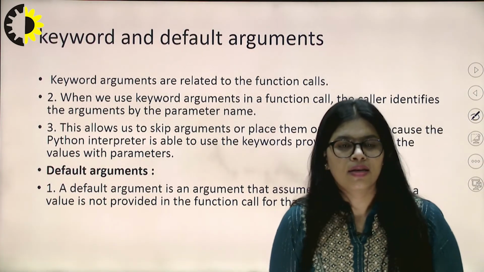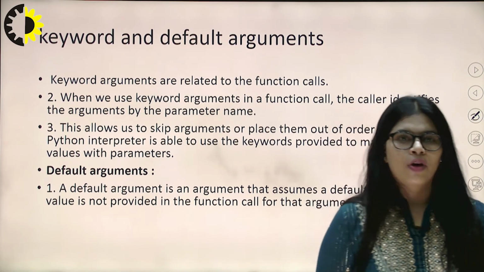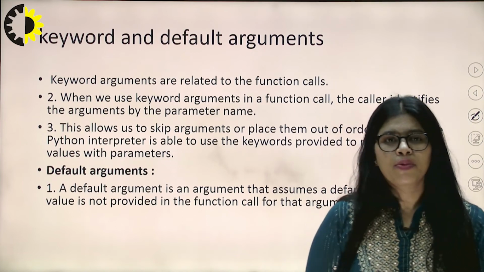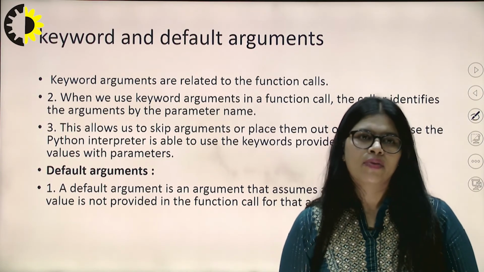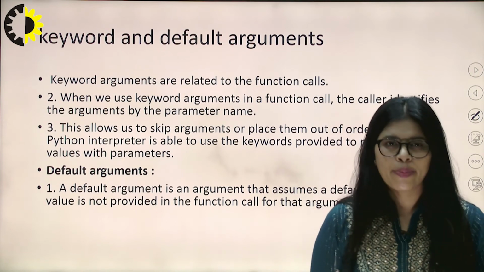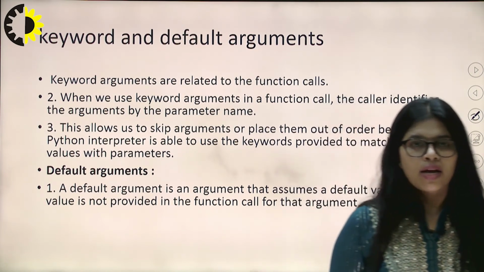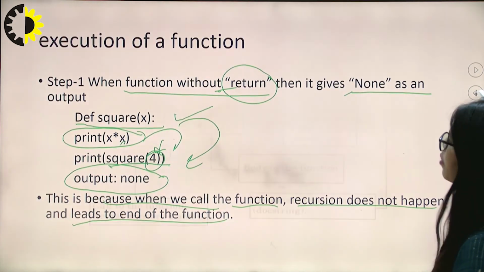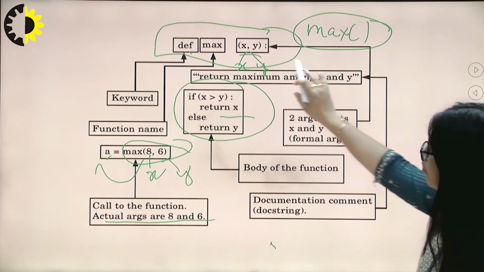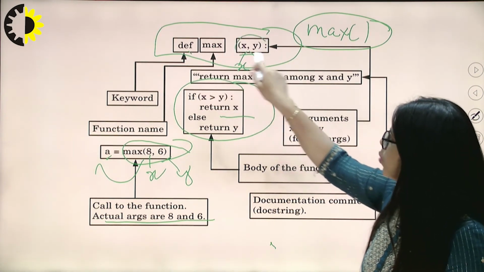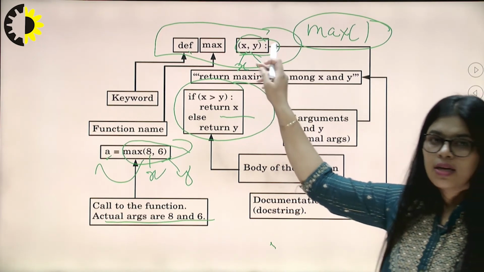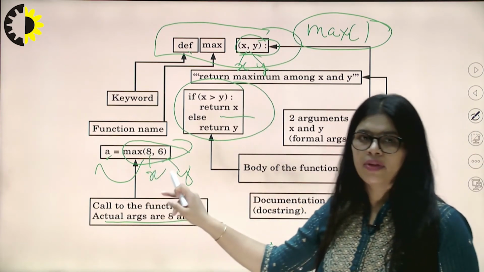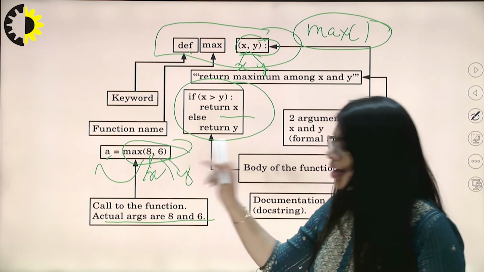Here is another topic of function, that is keyword and default arguments. Before discussing the meaning of keyword and default argument, first we need to know about positional arguments. Here you can see in this example, it is declared def max x y, where x and y are arguments, as you already know, and the values of x and y are given, means 8 and 6.